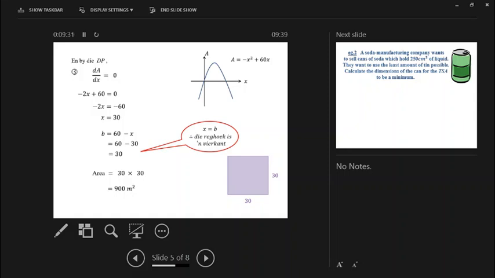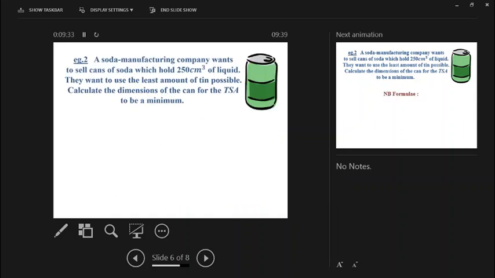Okay. Good. Example 2. So, they want to sell a can of soda which holds 250 cubic centimeters. So it's 250 milliliter. They want to use the least amount of tin possible, want dan is dit mos nou minder produk, né? So is goedkoper om te vervaardig. So hoe minder van die stof jy gebruik, hoe goedkoper is dit om 'n blikkie te maak. Calculate the dimensions of the can for the total surface area to be a minimum.